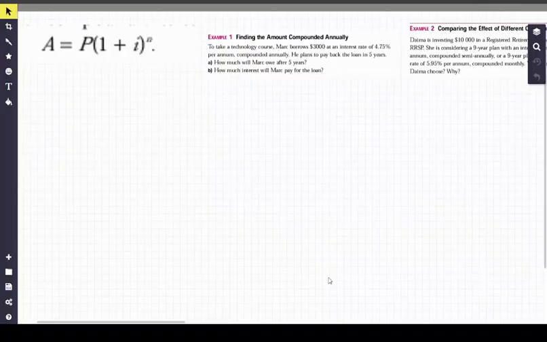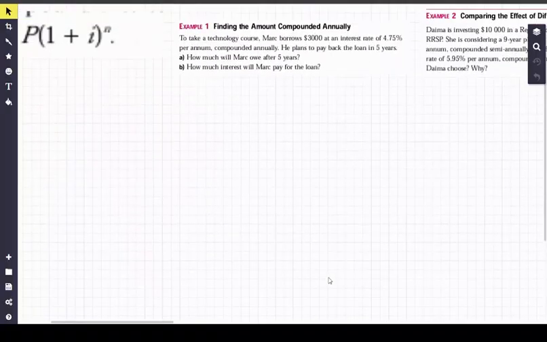So let's start. Finding the amount compounded annually. To take a technology course, Mark borrows $3,000 at an interest rate of 4.75% per annum. Annum means year. And it's compounded annually. He plans to pay it back in 5 years. So how much will Mark owe by 5 years?